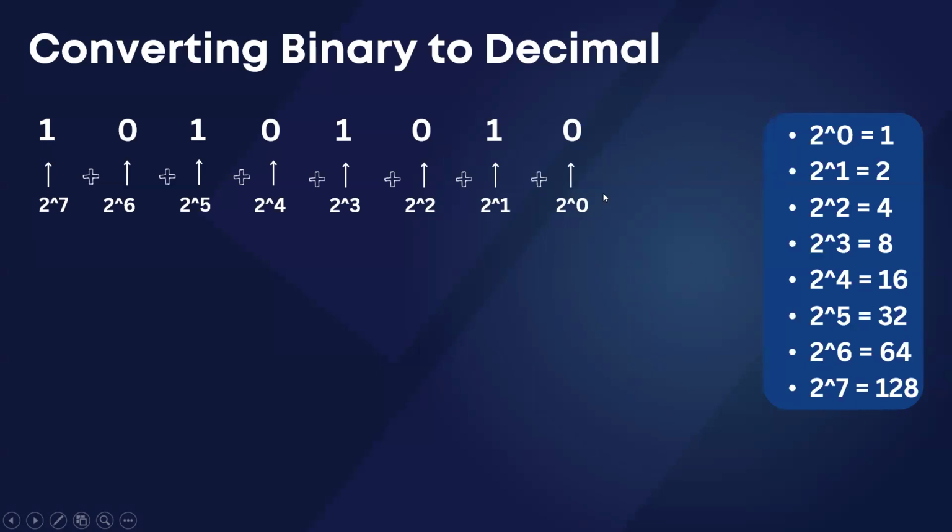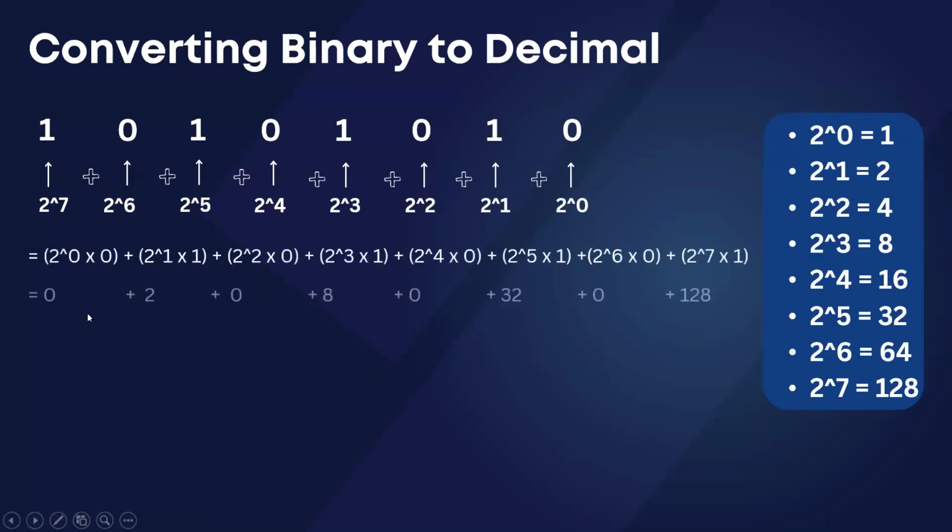So when you now calculate this, 2 power 0 into 0. So 2 power 0 is 1. 1 into 0, that becomes 0 itself. 2 power 1 into 1, 2 power 1 is 2. So 2 into 1, that's 2. 2 power 2 into 0, 0 again. 2 power 3 into 1, 8. 2 power 4 into 0, 0 again. 2 power 5 into 1, 32. 2 power 6 into 0, 0 again. And 2 power 7 into 1, 128. So if you add this up, 128 plus 32, that's 160. 160 plus 8, 168. 168 plus 2, 170.